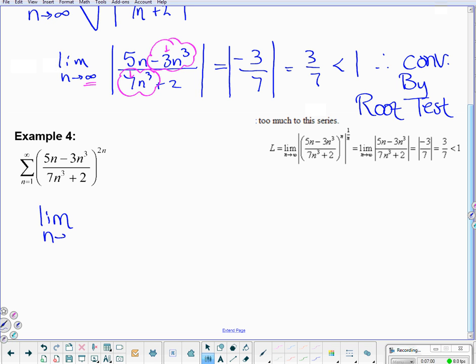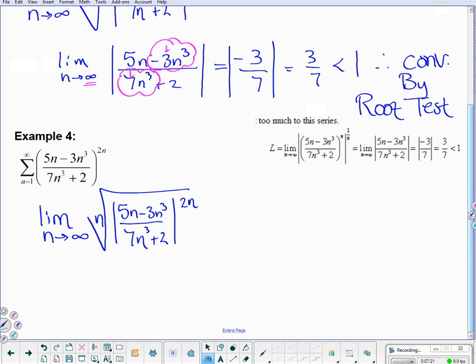The limit as n goes to infinity of the nth root of |(5n minus 3n cubed) over (7n cubed plus 2)| raised to the 2n. And in this case, I'm going to let my absolute values act as a grouping symbol as well, right? Nothing wrong with that. Maybe it would be an advantage to rewriting this, and rather than using a radical, I'm going to demonstrate this one using the rational exponent.